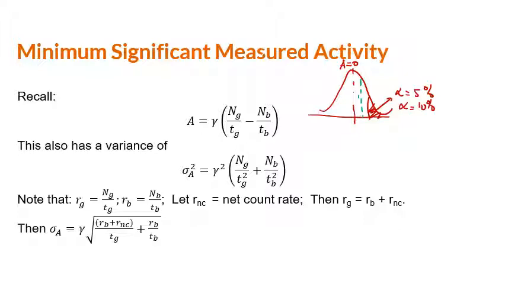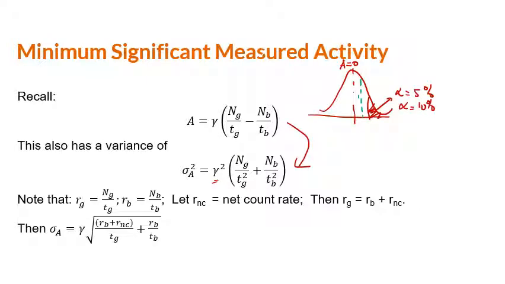So, if you recall, this is our measured activity. Okay? Ito yung expectation value ng activity natin. Rate ng gross count minus rate ng background. So, ito yung error na na-introduce. Okay, so note that yung variance natin is given by this expression, sigma A squared equals detector efficiency, gamma squared, times NG over T squared G plus NB over T squared B.